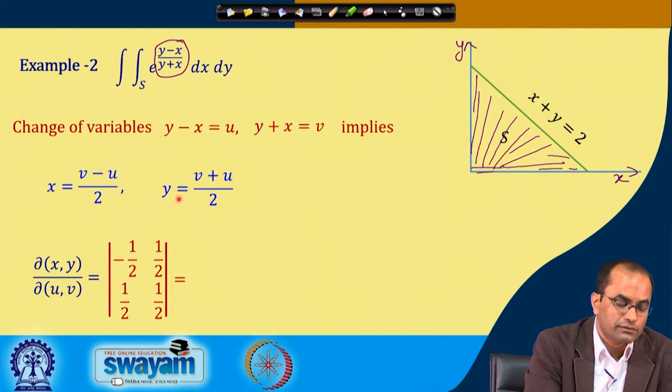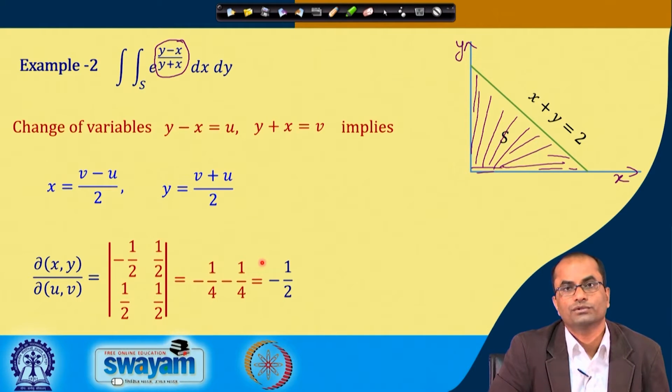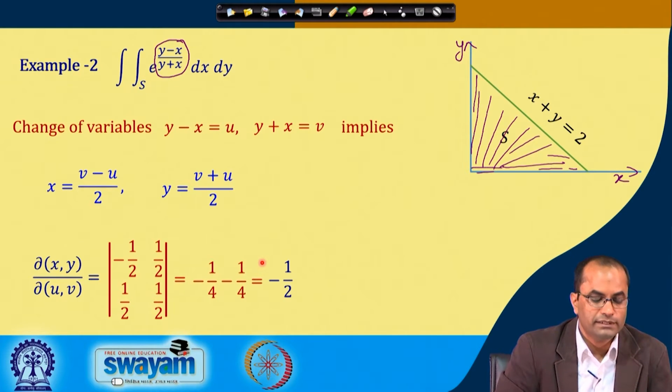Then with respect to u for y, del y over del u will be half and del y over del v will also be half. So, we have this Jacobian here, which comes to be minus 1 by 4 and minus 1 by 4. So, it is minus 1 by 2. So, the Jacobian value in this case is minus half.